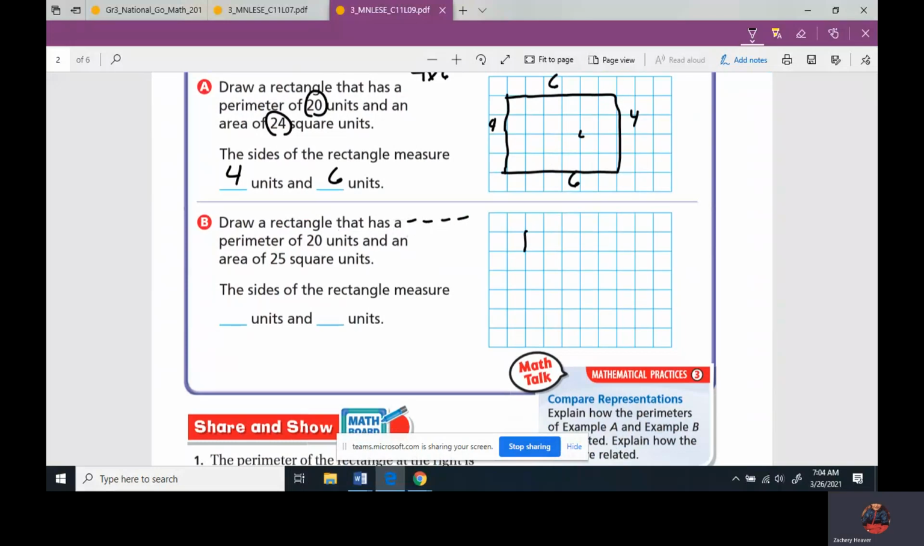So 1, 2, 3, 4, 5. It's going to be a square. 1, 2, 3, 4, 5, and across. So we have 5 here, 5 here, 5 here, and 5 here. So the perimeter will be 20, and the area will be 25 because 5 times 5 is 25. So we'll need 5 units and 5 units.